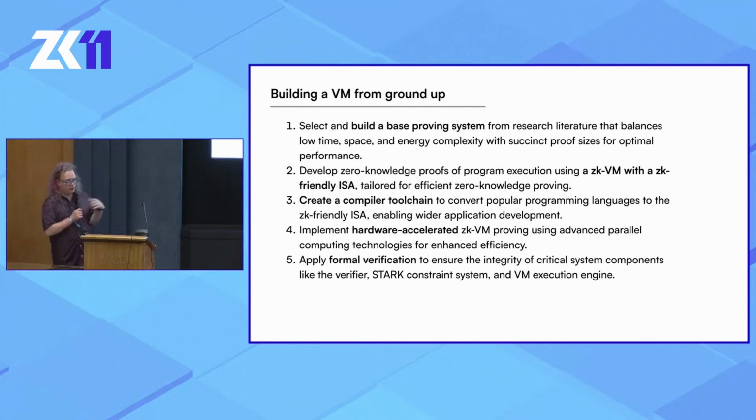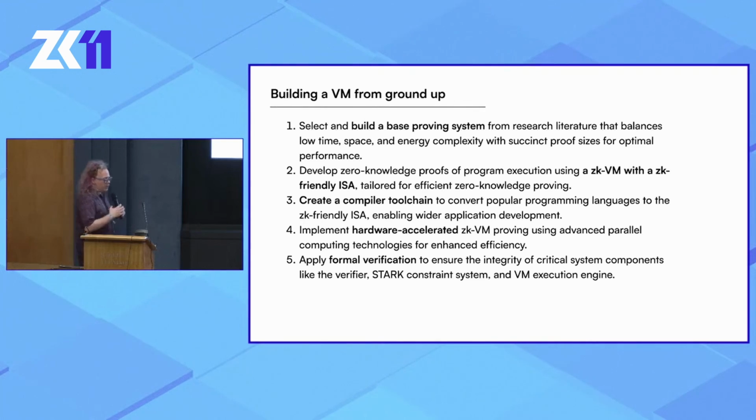So the high-level idea of how we go about designing such a thing is that we start with the cryptography, choosing a proving system that is performant and has the right trade-offs between proof size and prover performance, among other things. And for this, we use STARKs.